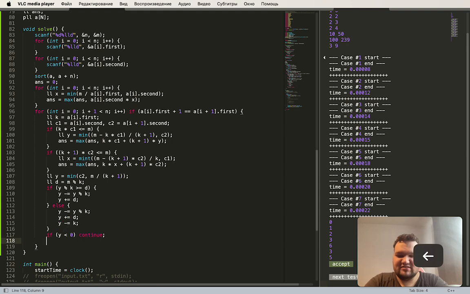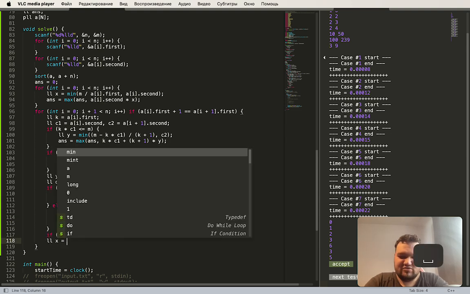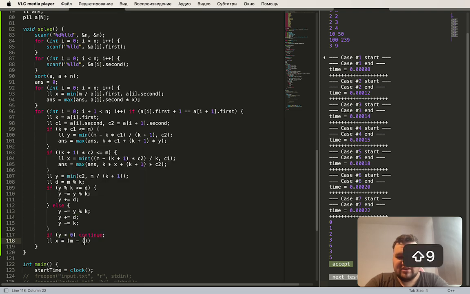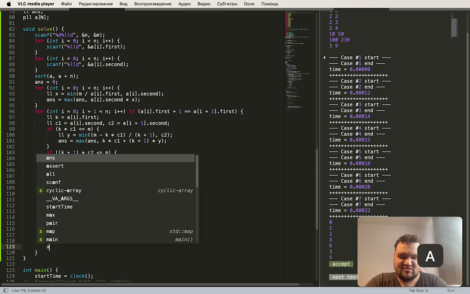We can calculate the corresponding value of x, which is m minus k plus 1 times y divided by k, right? But we know that it should be exact division. This number should be already divisible by k, so let's check that.